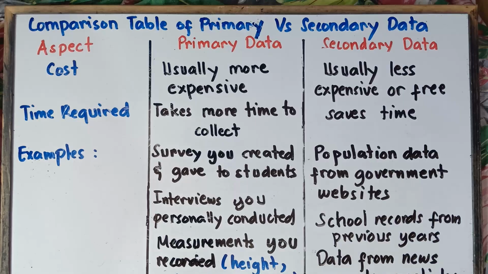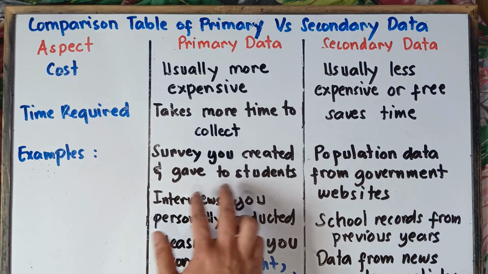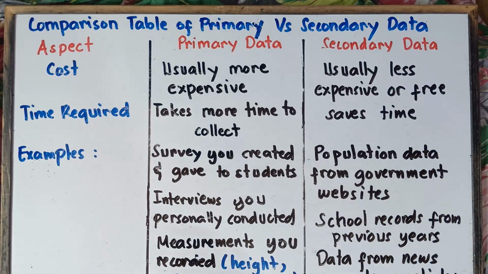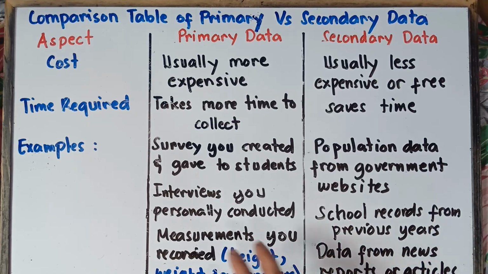Let's start with primary data. Survey you created and gave to students. So very understandable, class. Survey you created. Therefore, class, you yourself created the survey and gave it to students. Those information, class, are what we call primary data. Those are new information. Another example, interviews you personally conducted. So when you gather interviews, when you ask questions personally to other people, the information you gather, class, is what we call new data because you yourself personally asked those questions.